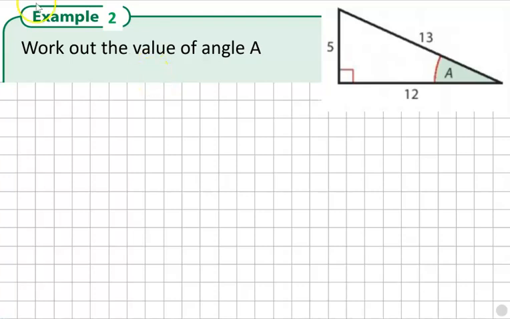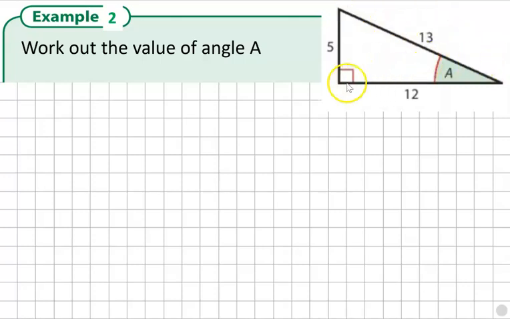Sin, cos and tan, example 2. Work out the value of angle A. So we have a right angle triangle, and we have angle A, and then we have sides measuring 12 units, 5 units, and 13 units.